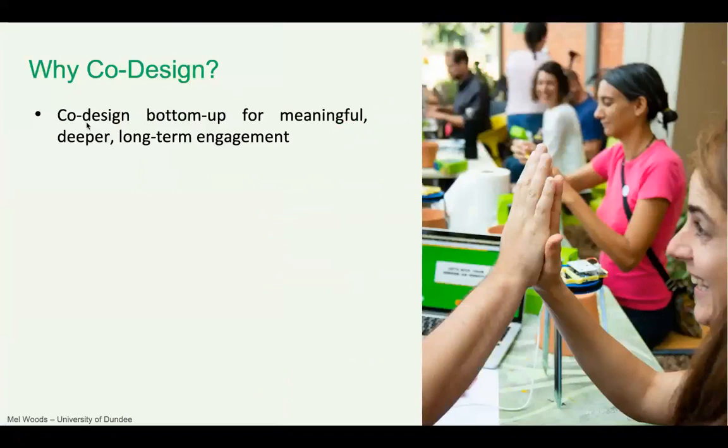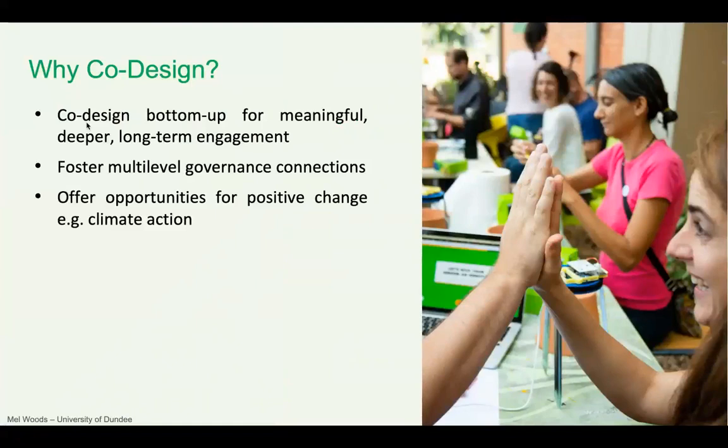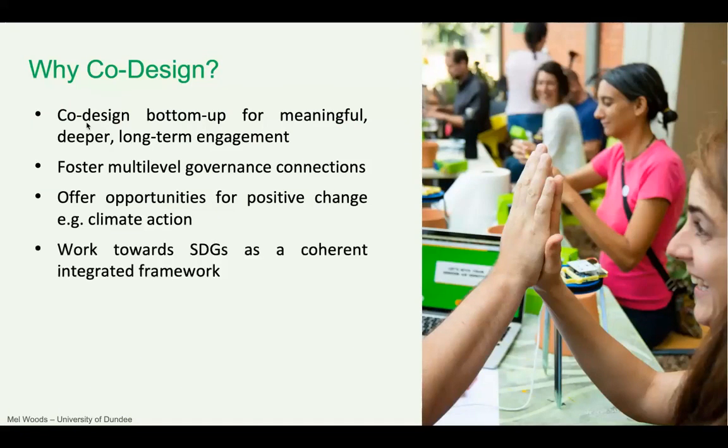So why might you use co-design? Well, it's bottom-up. It enables a meaningful, deeper, longer-term engagement, which is highly relevant if you're thinking about long-term change in goals such as the SDGs. It enables people to foster a kind of multi-level governance, with connections for different types of stakeholders, from citizens to local authorities to science partners, NGOs, and the policy level also. It offers an opportunity to make positive change, and we can design towards change in order to identify the changes that communities might want to make, as well as those changes that citizens and scientists want to work on together, and then to work towards the SDGs as a coherent, integrated framework.